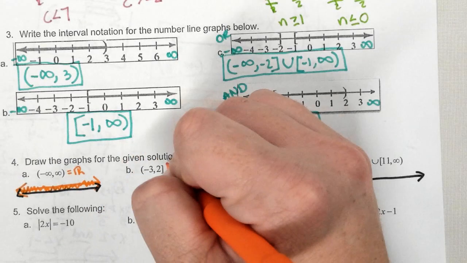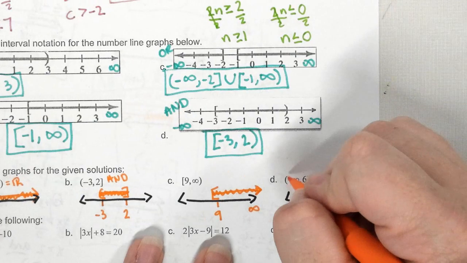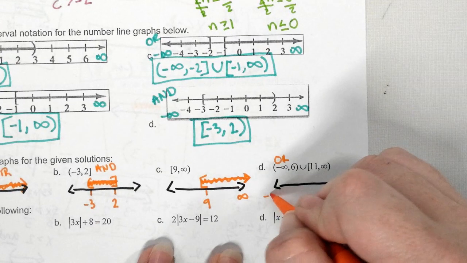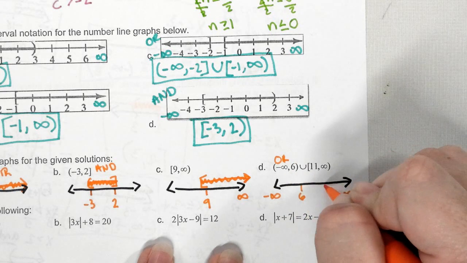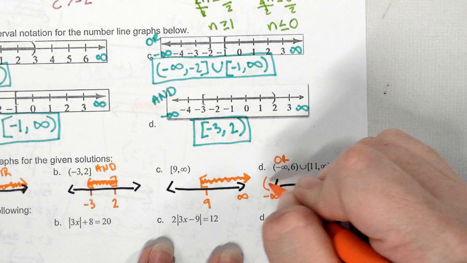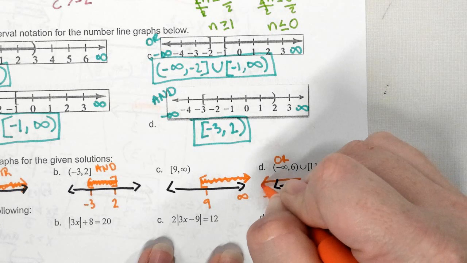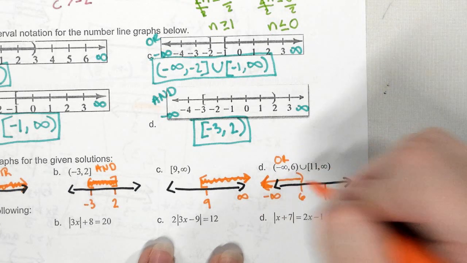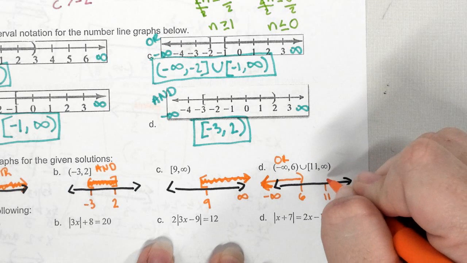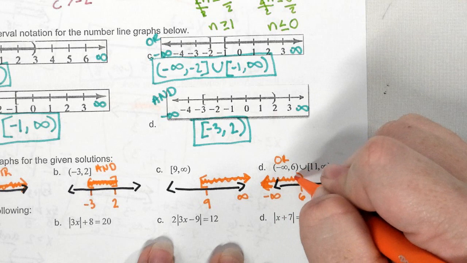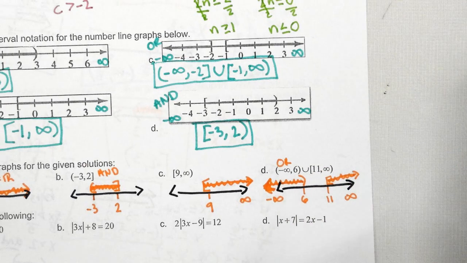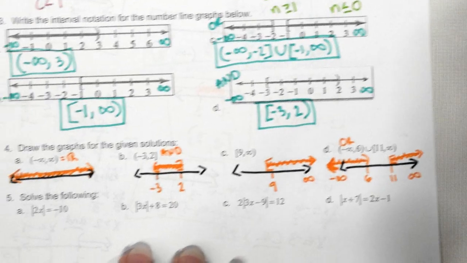And everything that way is a solution. Remember, this is an AND problem also, and this is an OR problem. So it goes from negative infinity to 6 with a parentheses. Then it picks back up at 11 with a square bracket and goes to the right forever. So those are your graphs. Any questions with number 4?